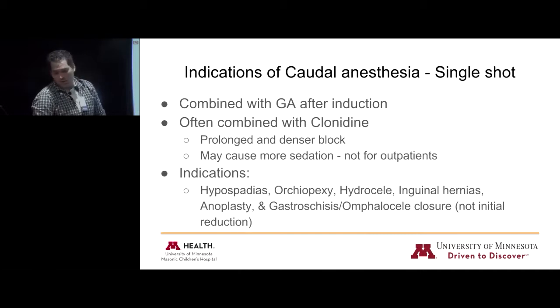Why do we use caudal anesthesia? Most of the time we use it as a single shot. We use it basically after anesthesia is induced and inject then in a sleeping child. We often combine it with clonidine because it prolongs and makes our block better. However, it causes sedation, so we typically don't use that on an outpatient basis. And basically anything below the belly button or even in the higher abdomen can be used, theoretically up to the mid-thoracic level, but that's rarely done, to be honest.